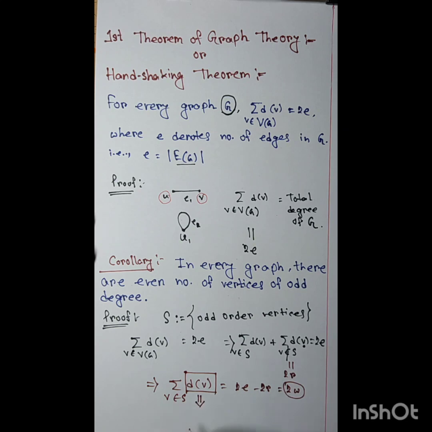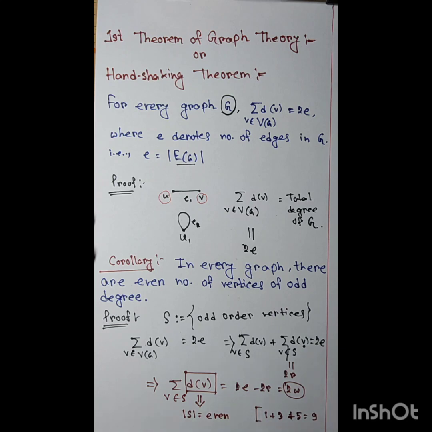So the cardinality of S has to be even, otherwise this sum will be odd. For example, if we add 1 and 3, we get an even number, but if we add 1, 3 and 5, then 1 plus 3 is 4, plus 5 is 9. Always we will get an odd number. So adding an odd number of odd numbers gives an odd number, but adding an even number of odd numbers gives an even number.